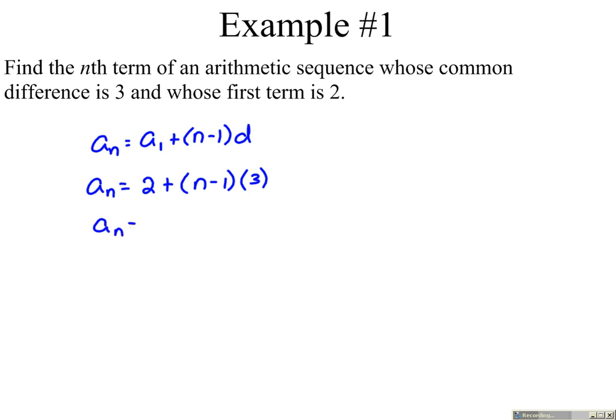Simplify this formula, and you're done. Distribute the 3. We get our nth term to be 3n minus 1.